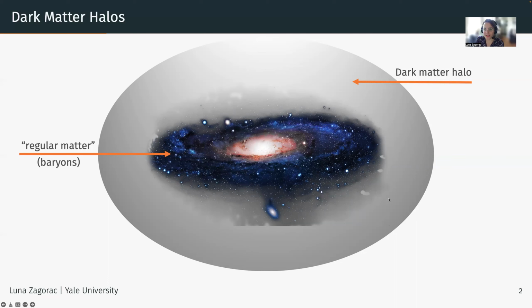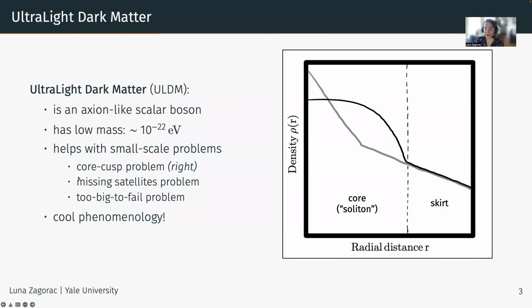And so what exactly dark matter is made of is one of the big questions of 21st century physics and astronomy. One way to get at that is to model these dark matter halos that exist around galaxies, particularly using numerical solutions. So in particular, we are interested in one possible explanation, which is called ultralight dark matter.